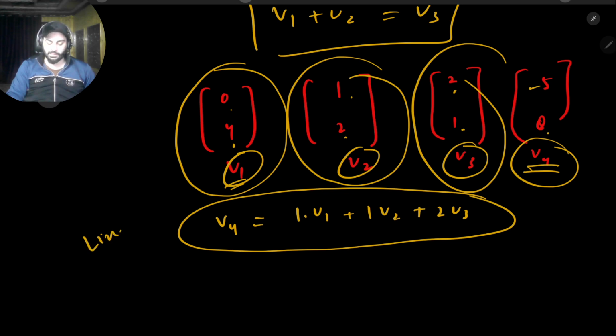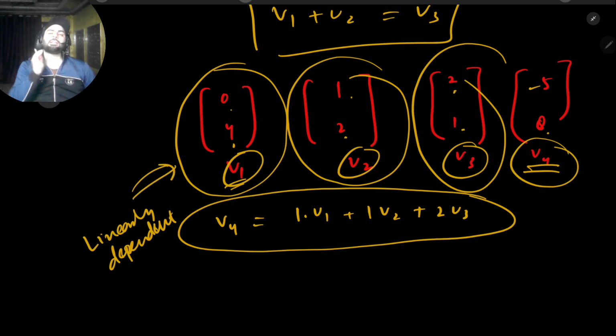They are linearly dependent because one of the vectors, or some vectors, can be represented by the linear combination of other vectors. Is the concept of linear dependence clear?